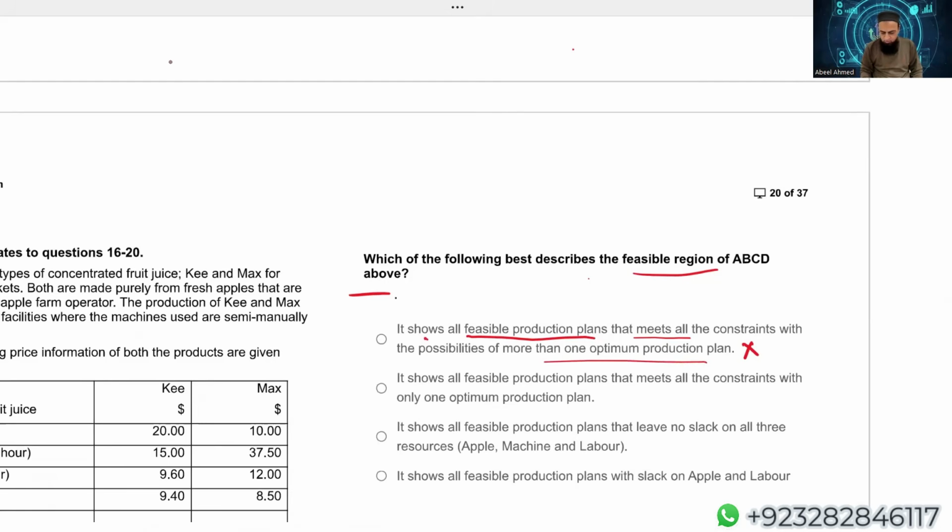It shows all feasible production plans that meet all the constraints with only one optimum production plan. It shows all production plans that leave no slack on all three resources: apple, machine, and labor. No slack on labor, we know there is a slack. It shows all the feasible production plans with slack. Logically, the answer is B.